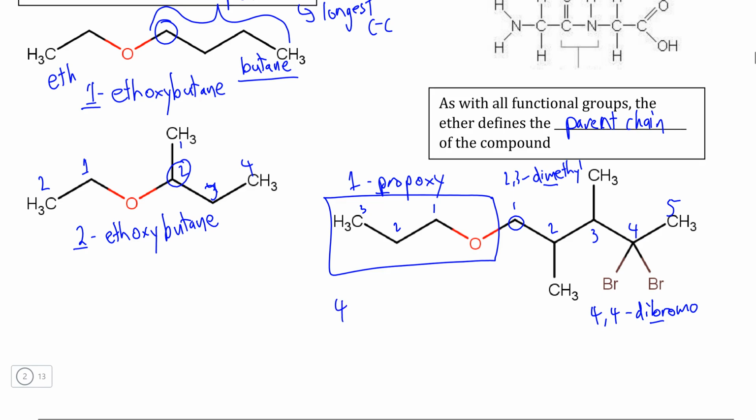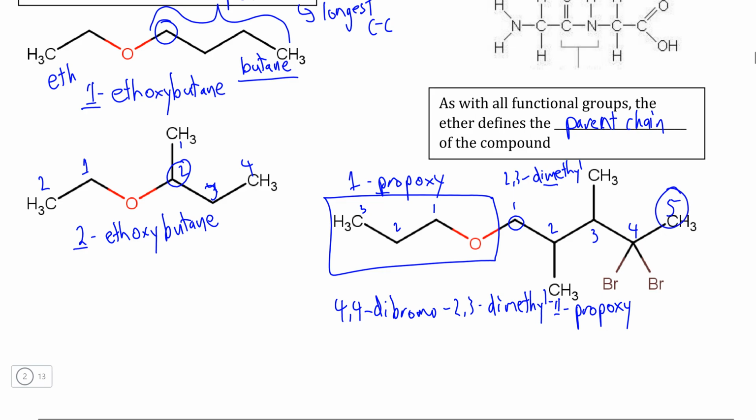Bromo comes alphabetically before methyl, comes alphabetically before propyl or prop-oxy in this case, and therefore we would label this as 4,4-dibromo as our alphabetically first side chain, 2,3-dimethyl as our alphabetically middle side chain, and then because P comes after M and after B, we would leave the 1-prop-oxy, indicating the side chain that comes off of our ether linkage here.